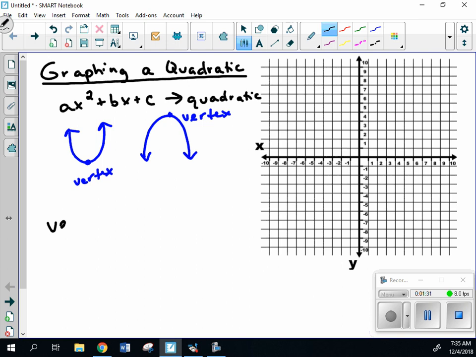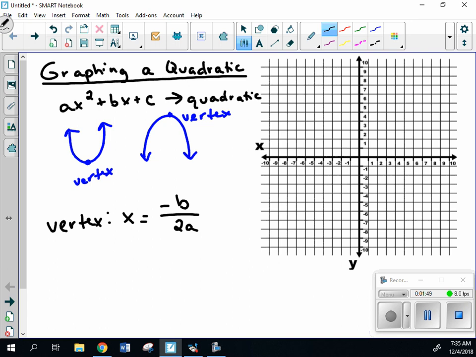With that, the vertex is actually located when the x-coordinate is negative b over 2a. Now, that negative b and that a come from the original equation of that ax squared plus bx plus c.